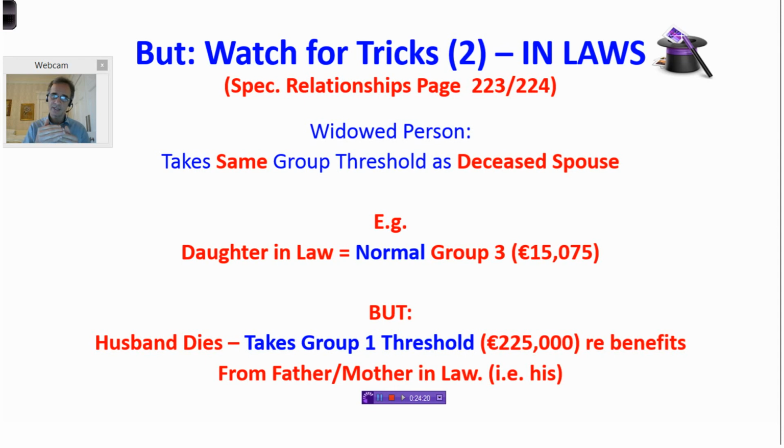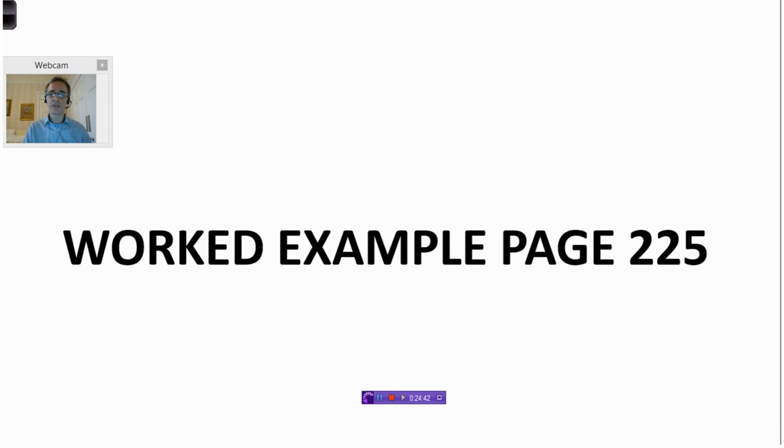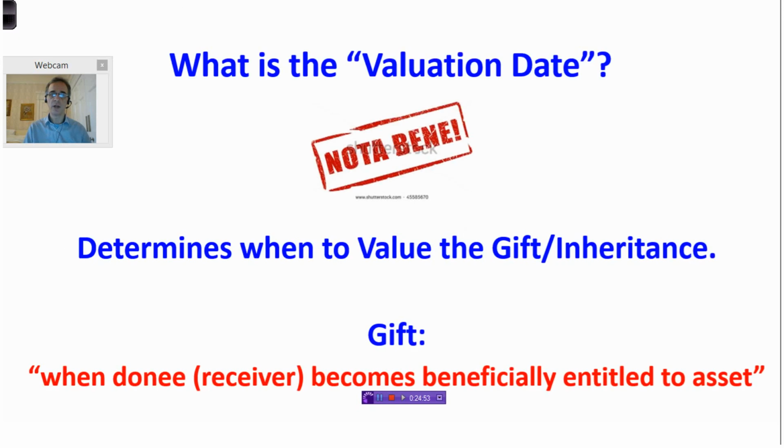So rather than sitting in her own group at a low level of 15K or thereabouts, she's allowed to take on a higher group threshold, i.e. Group 1, but only in relation to benefits from her father-in-law or mother-in-law. Okay, so in effect, she becomes him. Moving on from this area, there are a couple of worked examples. Again, this will only be relevant if you're using the BPP text, and you can refer to page 225 on the particular issues that I've discussed so far.